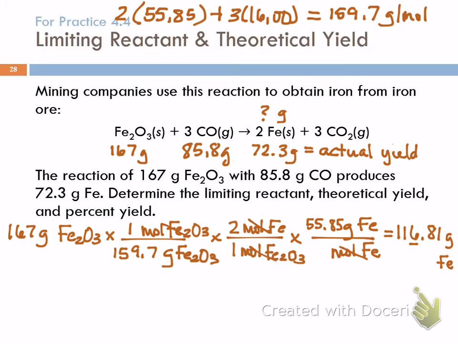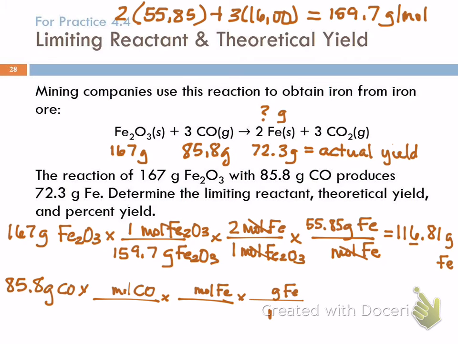So now we have to do the CO. So similar calculation. 85.8 grams of carbon monoxide. We're going to go to moles of carbon monoxide, and moles of iron, and grams of iron, and then the units in here: moles of iron down there, moles of carbon monoxide down there, and grams of carbon monoxide.